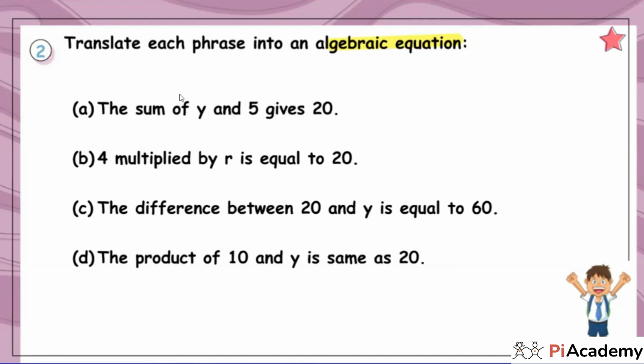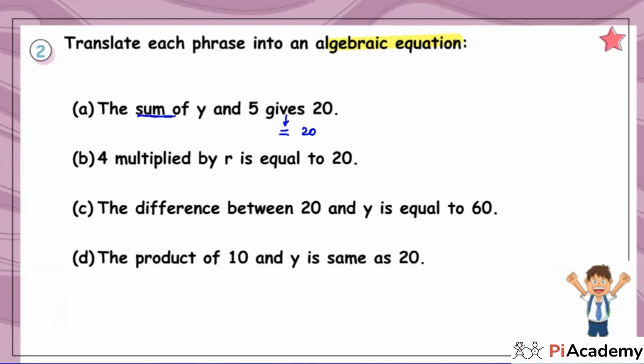Okay, I have received most of the answers, and now we can do it together. You can compare your answer with my answer. So the first one is what? Sum of y and 5 gives you 20. Gives you means they are talking about the equal sign, right? And the 20 as it is.